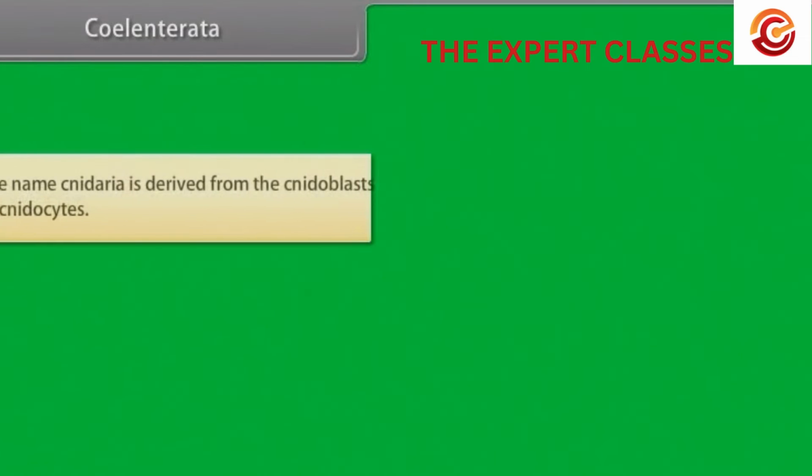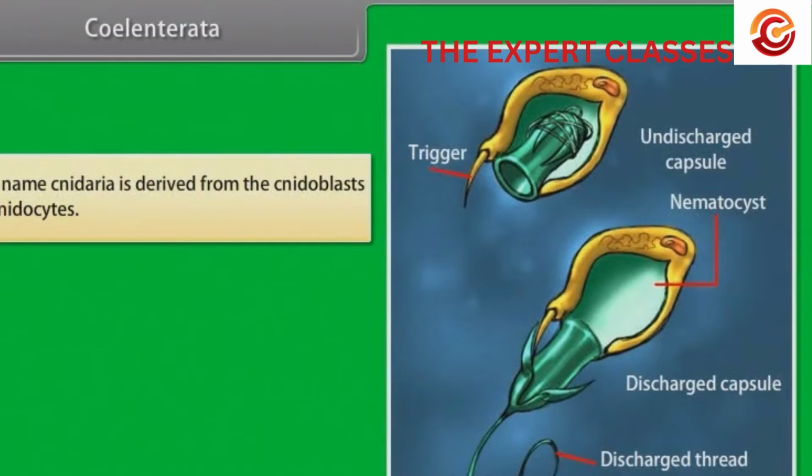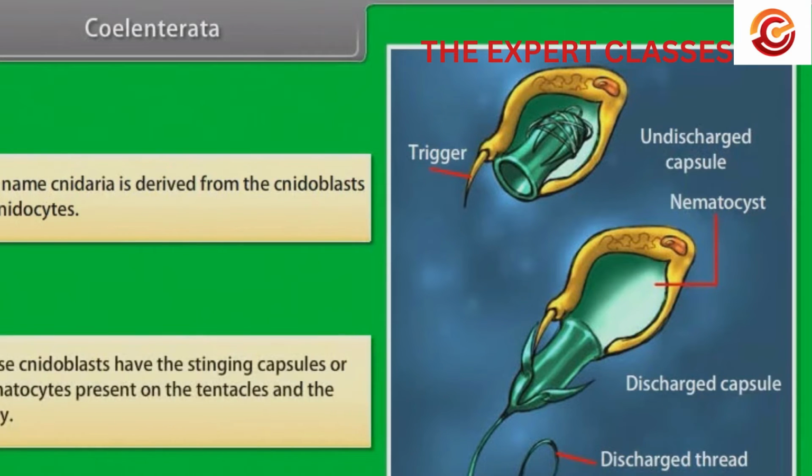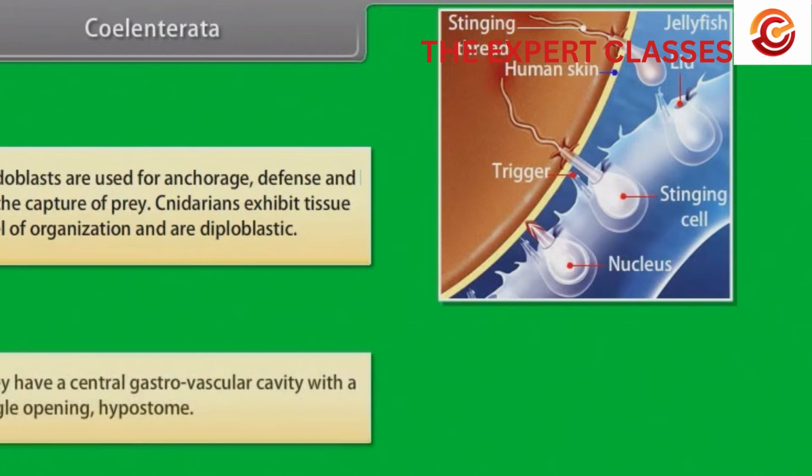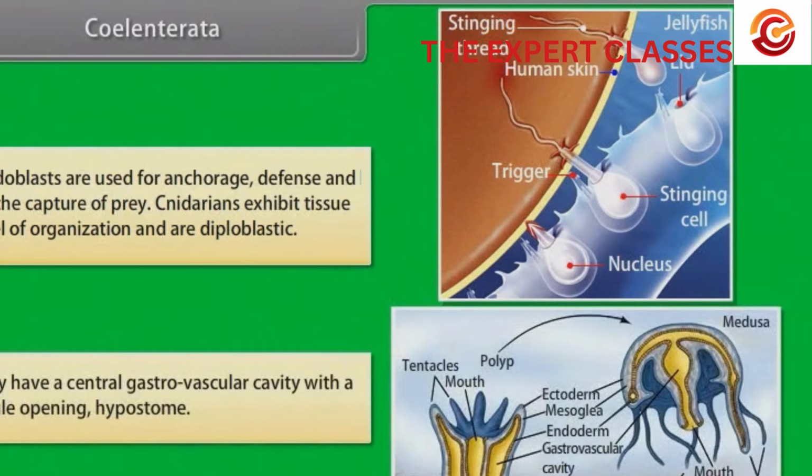Coelenterata. The name Cnidaria is derived from the cnidoblasts or cnidocytes. These cnidoblasts have the stinging capsules or nematocysts present on the tentacles and the body. Cnidoblasts are used for anchorage, defense, and for capture of prey. Cnidarians exhibit tissue level of organization and are diploblastic. They have a central gastrovascular cavity with a single opening, the hypostome.